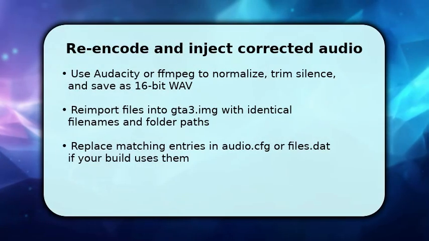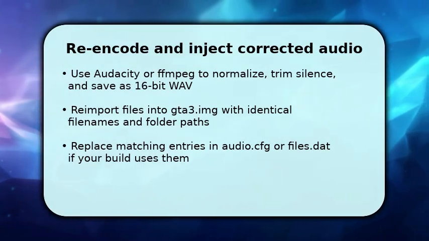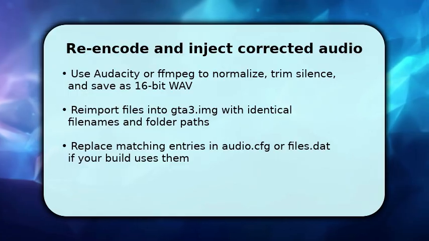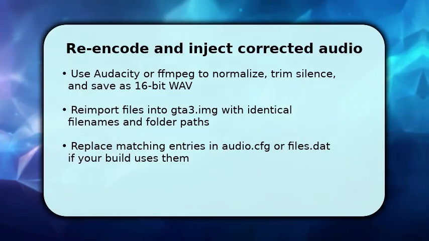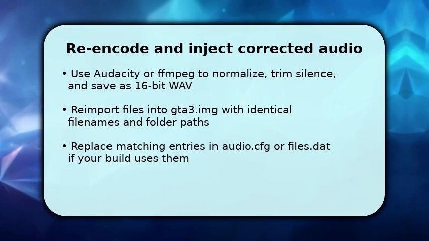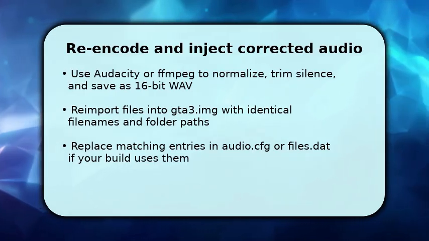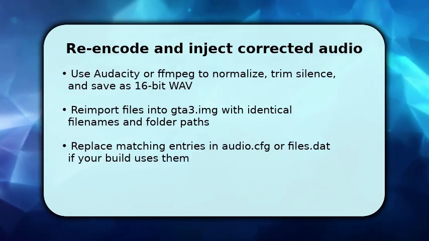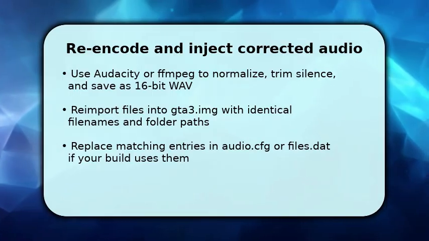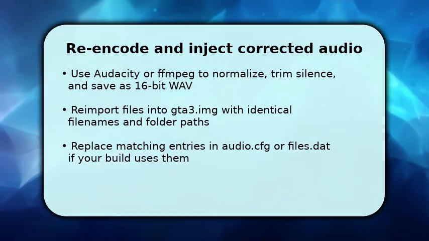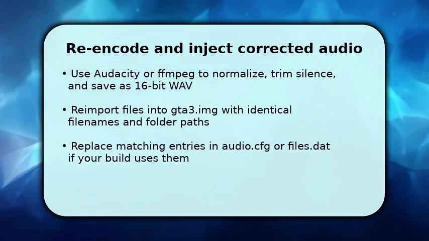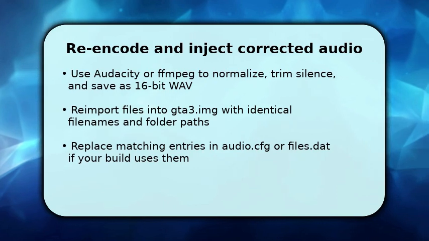Open each WAV in Audacity or use FFmpeg to normalize volume, remove leading silence, and export as 16-bit, 22,050 Hz WAV. This prevents stuttering and cutoff. Then use ALSI's IMG tool to replace the original files in GTA3 with the newly encoded versions, preserving folder paths and exact names.